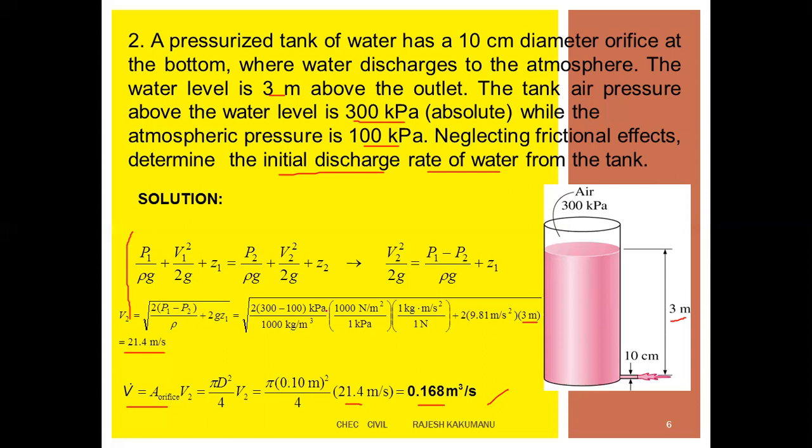So what is this one is kPa, kilopascals, so kilo is 1000 into pascal, 1 kg per meter square.